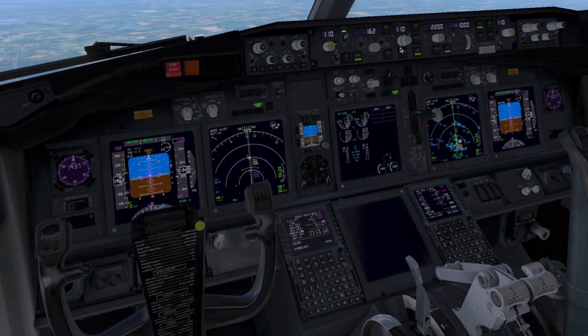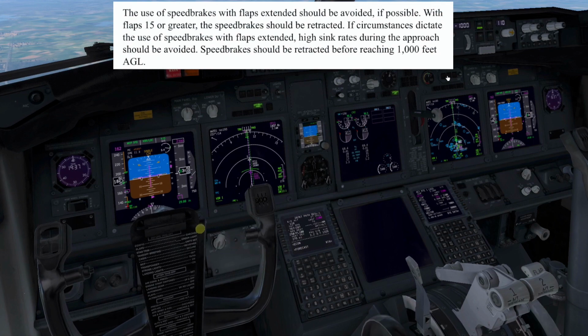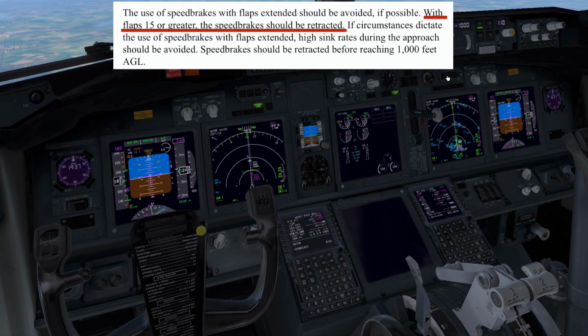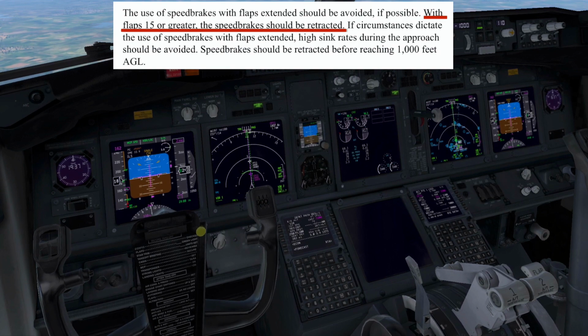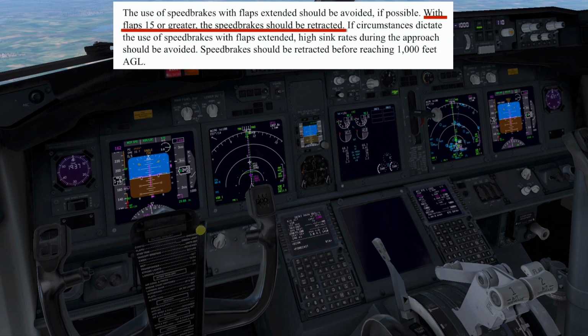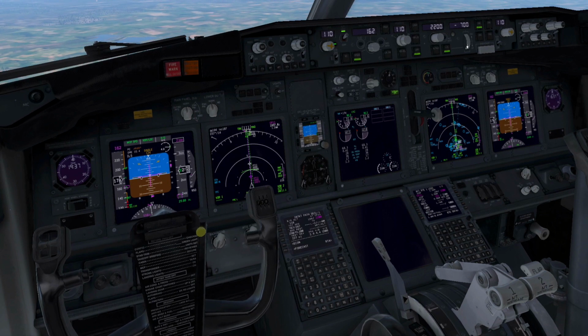1,000 to go. Now, I'm using speed brake with flaps, which is not recommended, but in this case it's necessary. However, we have a limitation that says that we can't use speed brake with flaps 15, so let's lower the speed brakes as we get closer to the final approach fix.